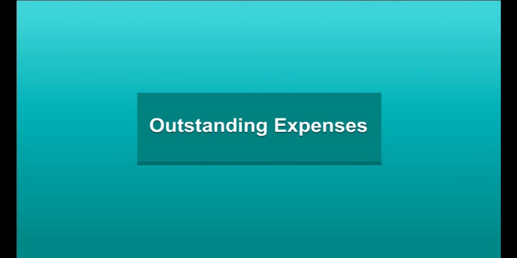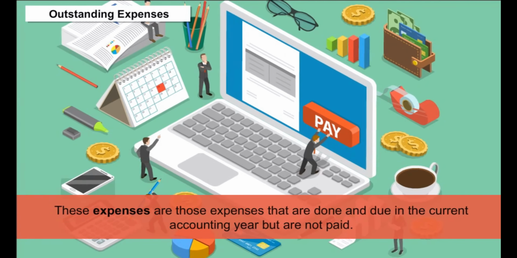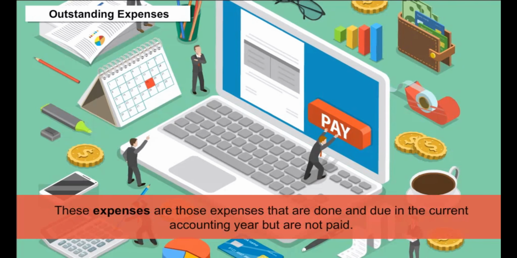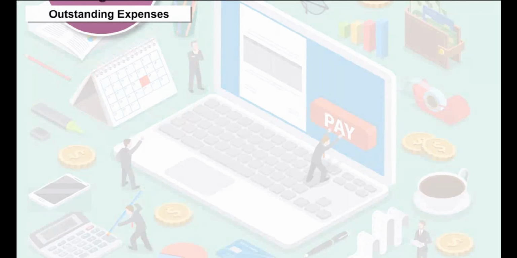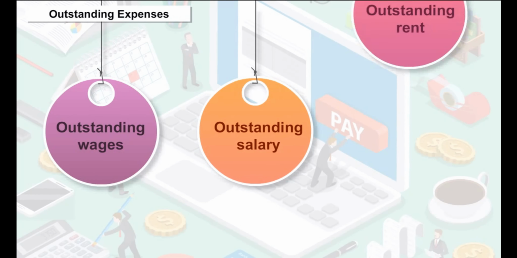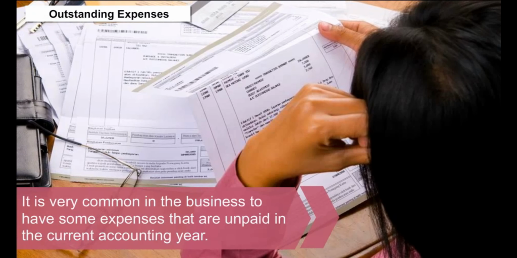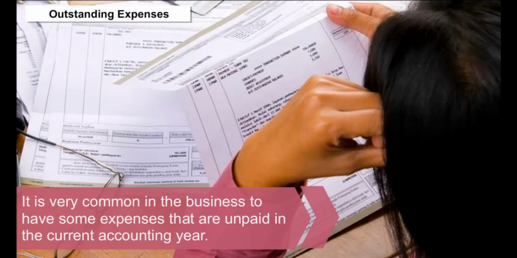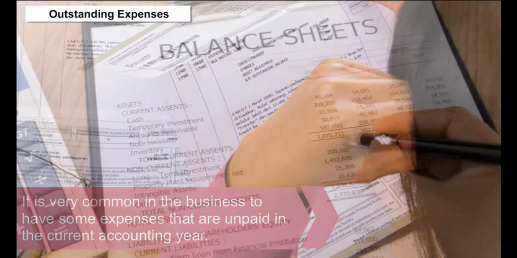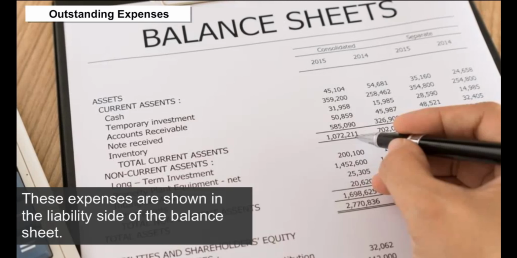Outstanding expenses. These expenses are those expenses that are done and due in the current accounting year but are not paid. For example, outstanding wages, outstanding salary, outstanding rent, etc. It is very common in the business to have some expenses that are unpaid in the current accounting year. These expenses are shown in the liability side of the balance sheet.